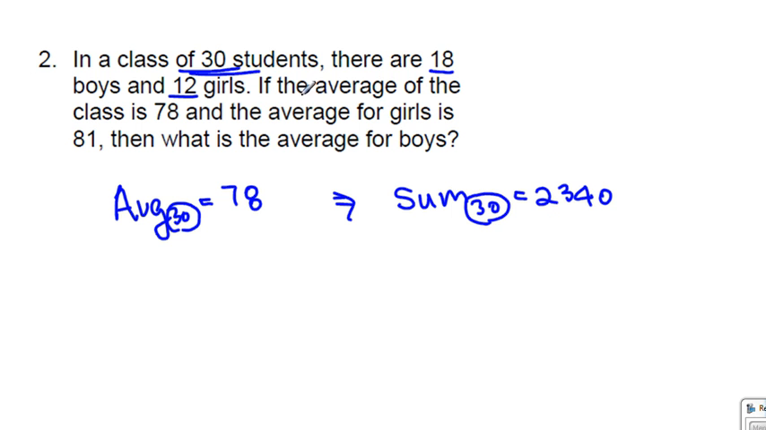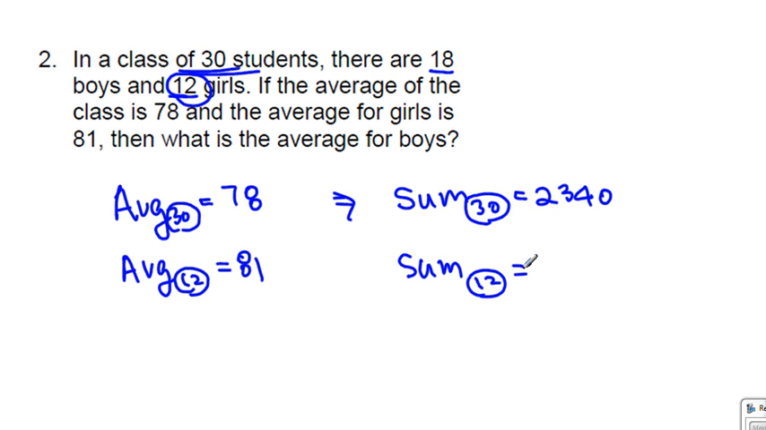But the thing is, average for the girls is 81. But how many girls do we have? We have 12 girls. So average for 12 girls is equal to 81. Now, that means this should give us the sum for those 12 girls. Sum for those 12 girls must be 972.